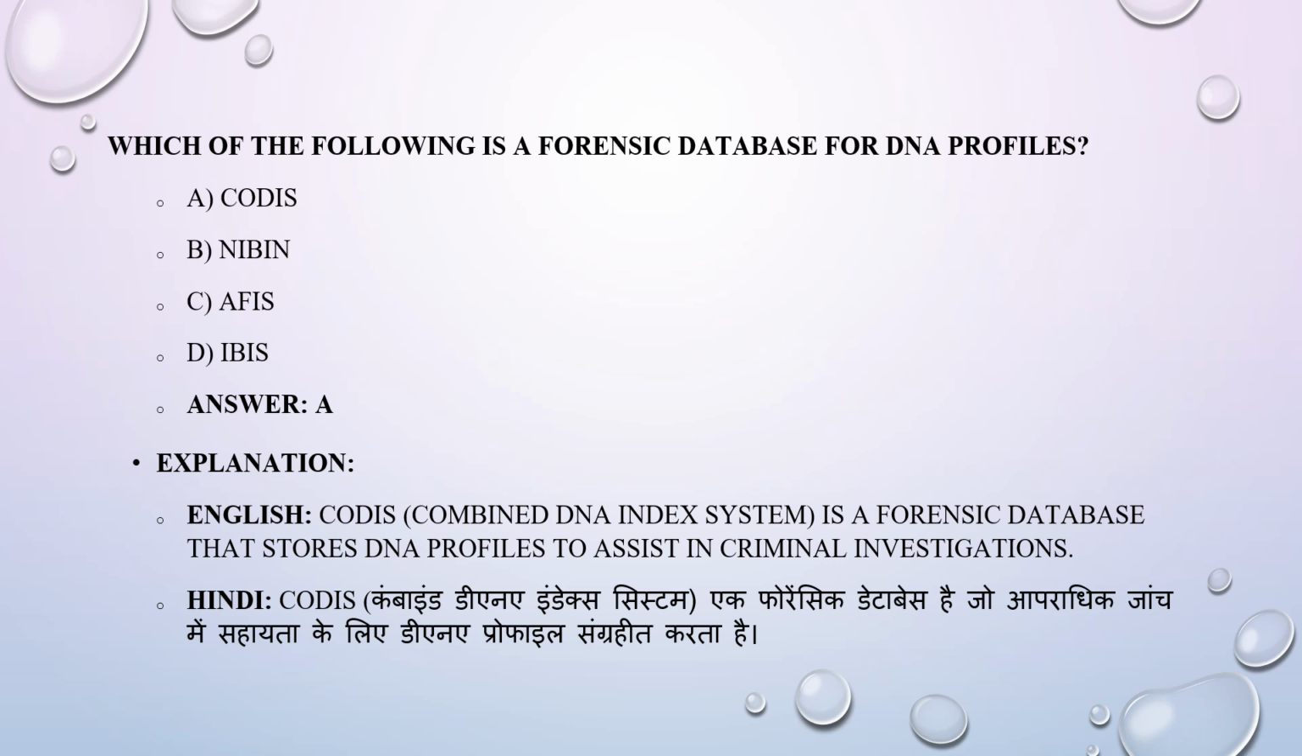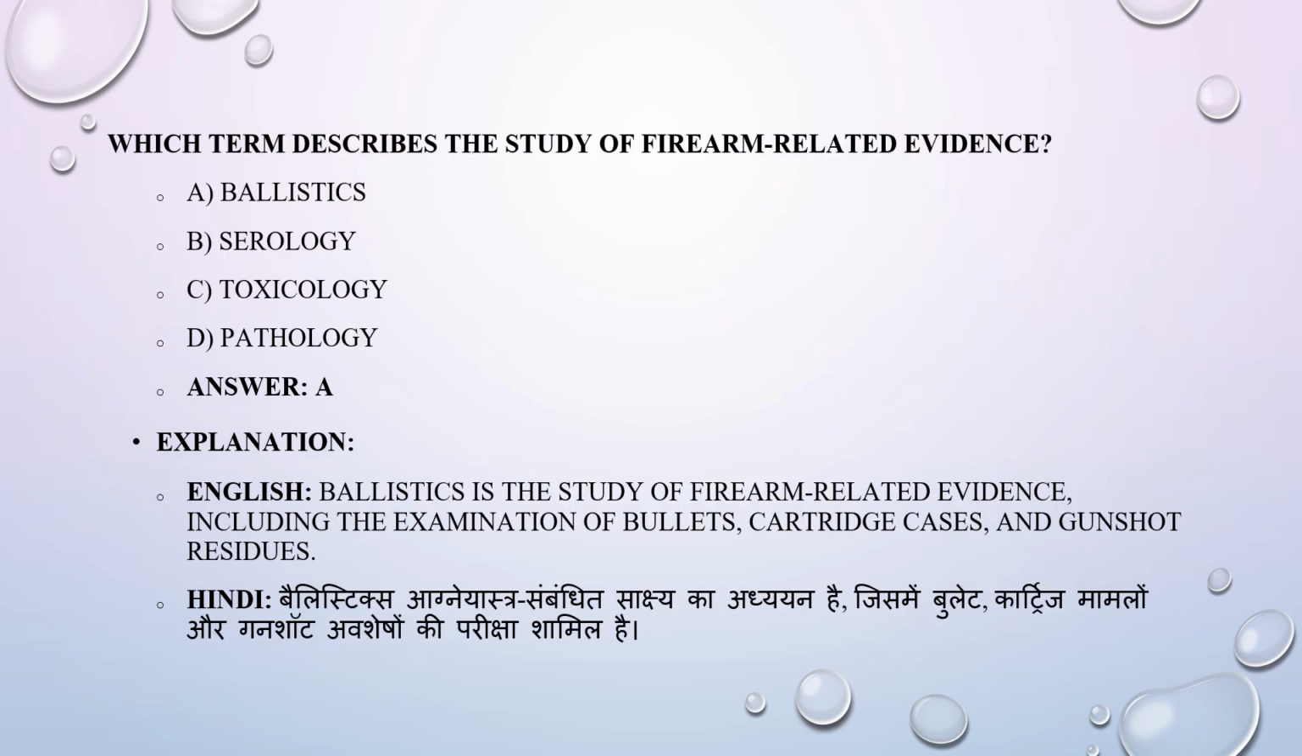Which of the following is a forensic database for DNA profiling? CODIS. CODIS, the Combined DNA Index System, is a forensic database that stores DNA profiles to assist in criminal investigations.